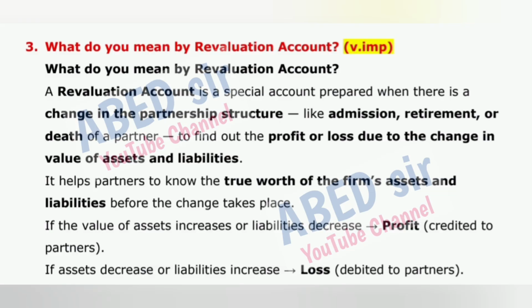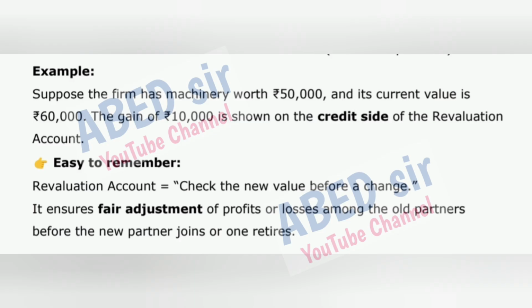If assets decrease or liabilities increase, loss is debited to partners. Example: suppose the firm has machinery worth 50,000 rupees and its current value is 60,000 rupees. The gain of 10,000 rupees is shown on the credit side of the revaluation account. Easy to remember: revaluation account means check the new value before a change. It ensures fair adjustment of profits or losses among the old partners before the new partner joins or one retires.